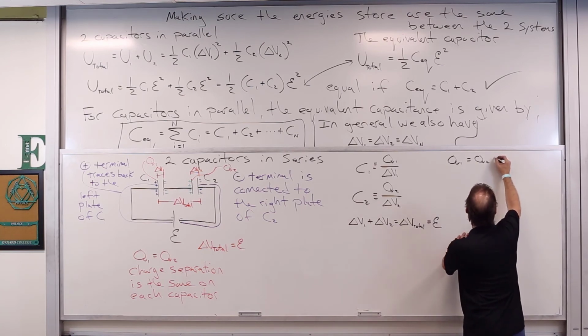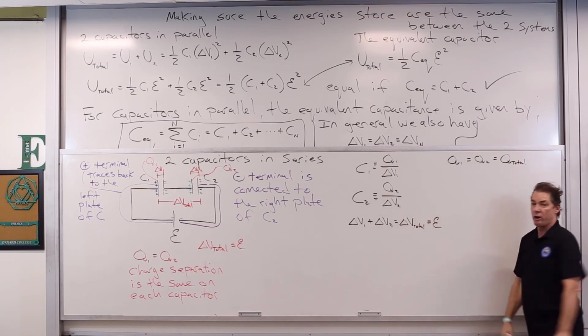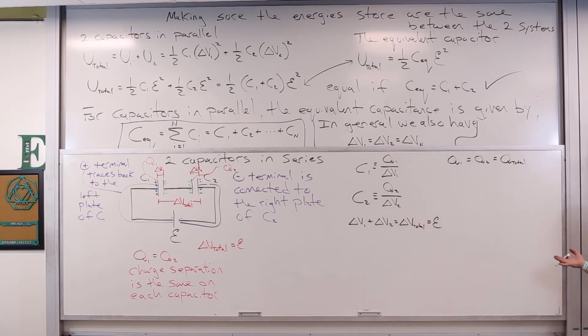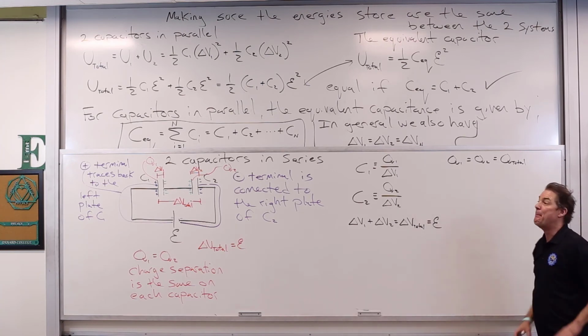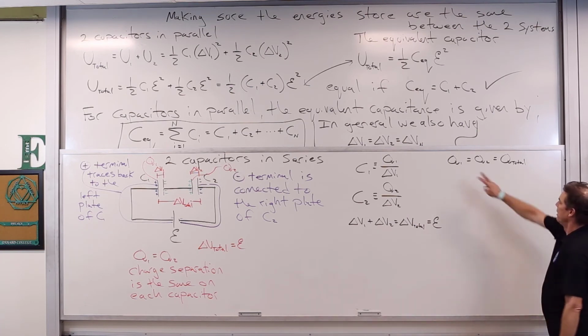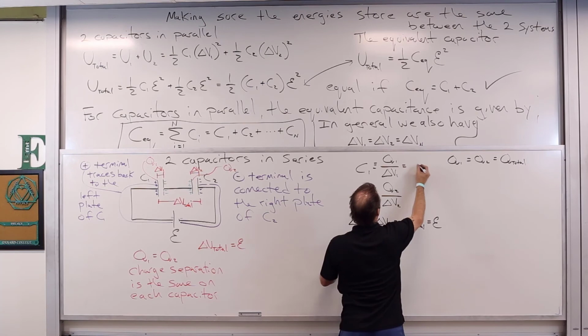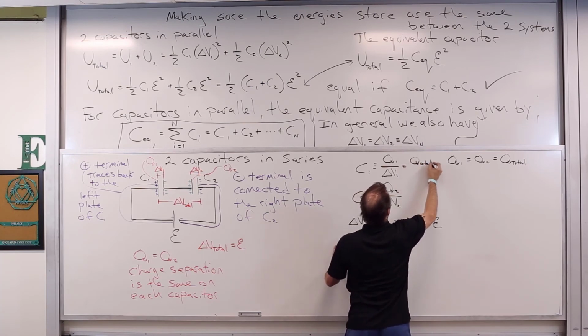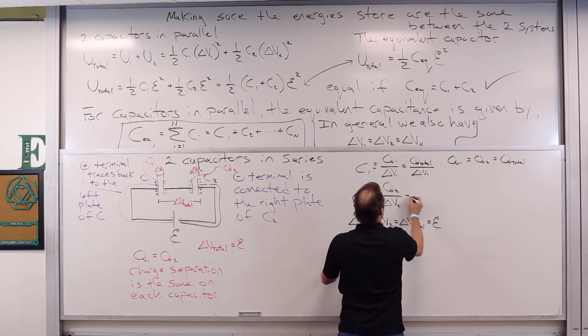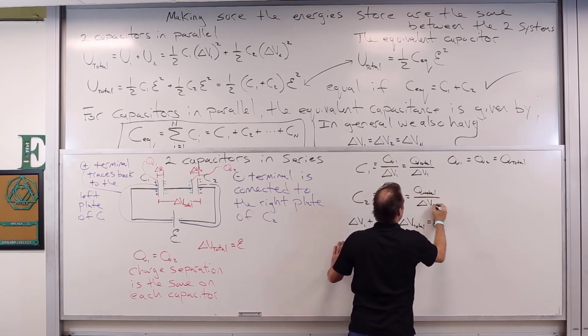We've got that Q1 is equal to Q2, which is actually the total charge separation itself. We don't add them together, Q1 plus Q2, because the inside, again, is a mirroring effect. It's not the true charge separation. The outer plates are the true charge separation. So that's what we end up getting. When we look at these two expressions, this is equal to Q total divided by delta V1, and this is equal to Q total divided by delta V2.